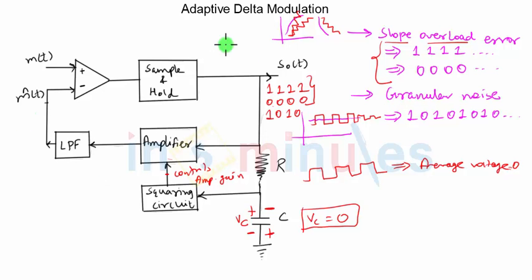So this whole thing will take place in a closed feedback loop in a proper controlled manner, and whenever there is slope overload or granular noise, it will be controlled or avoided with varying step size of MCAP-T. So that's how adaptive delta modulation overcomes slope overload and granular noise by, point number one, first detecting when slope overload and granular noise occur, and point number two, with this extra circuitry, it controls the step size of MCAP-T. It increases the step size in slope overload error and decreases the step size in granular noise.